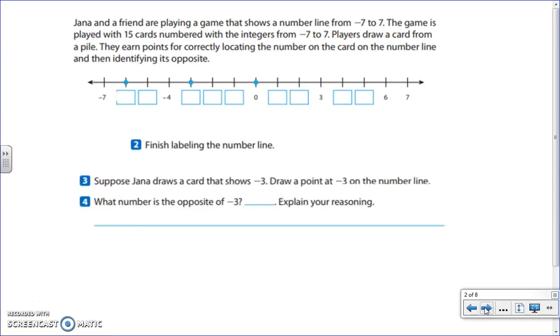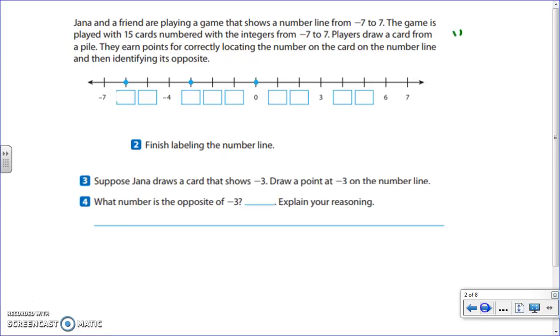It says Jana and a friend are playing a game that shows a number line from -7 to 7. The game is played with 15 cards numbered with the integers from -7 to 7. The players draw a card from the pile. They earn points for correctly locating the number on the card on the number line and then identifying its positive or its opposite. So I guess before we do anything, we should think about what an opposite is.